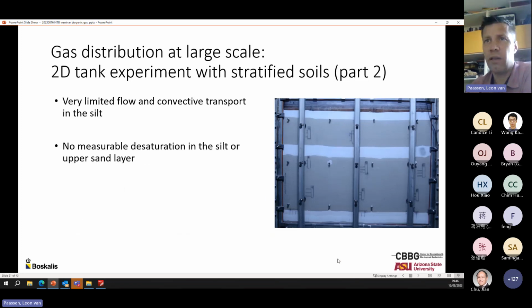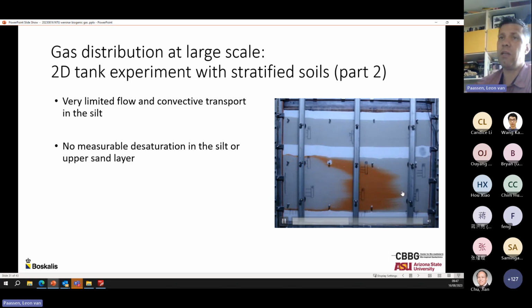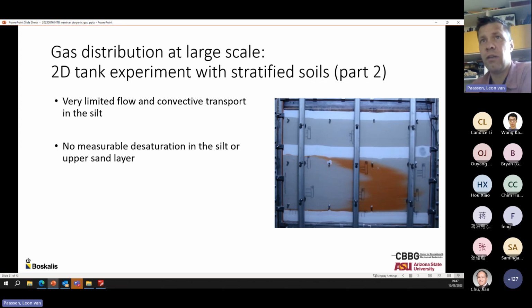So if we look quickly at the video here, we can see now as we inject the substrates, there's actually less gravity-driven flow, and one reason for that is that the grains are finer. So the finer the grains, the less the gravity effect. And the second feature you can notice is that there's hardly any flow going into the silt layer.